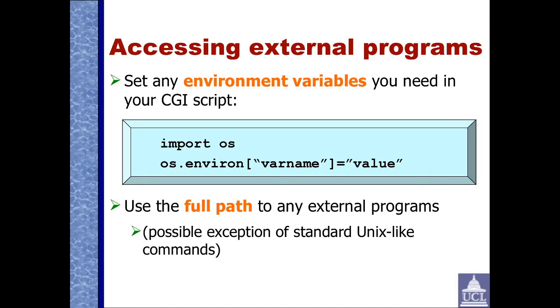Now in the case of a CGI script, you're probably going to have to set that within the CGI script itself, and we do that by importing the OS module and then saying os.environ and the name, the environment variable name, and setting it equal to a value.